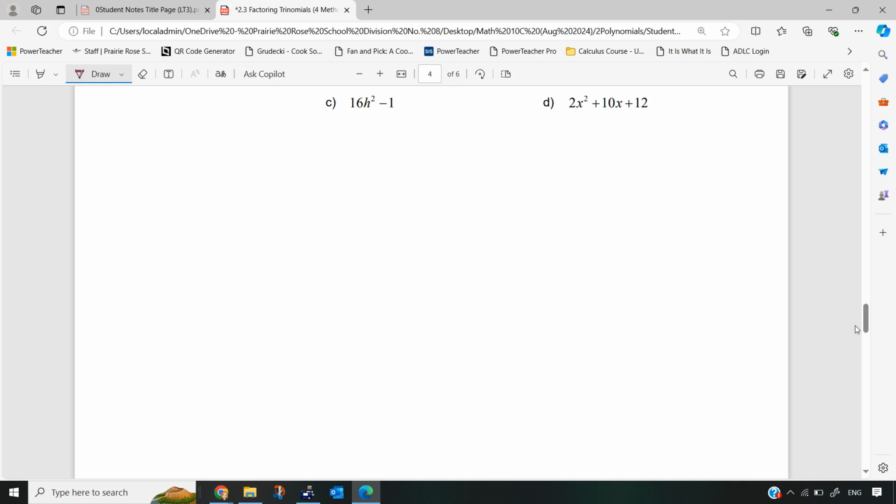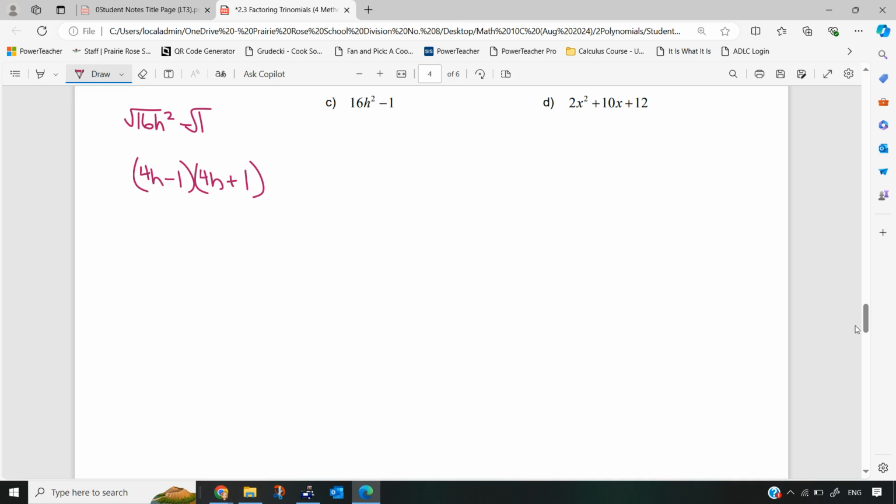For part C, I have 16h squared minus 1. Notice this is a difference of squares. I have two terms, a subtraction sign in between, and both terms are perfect squares, so I could use my shortcut. 16h squared minus 1. If I square root both terms, I can set up my brackets. The square root of 16h squared is 4h. The square root of 1 is 1, and then minus plus or plus minus.